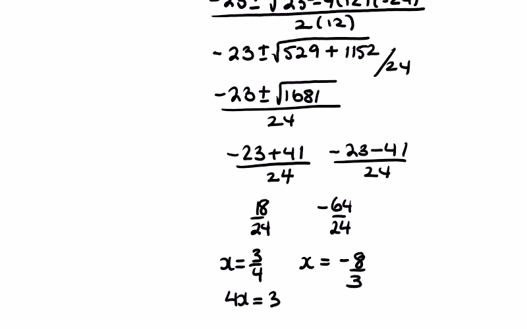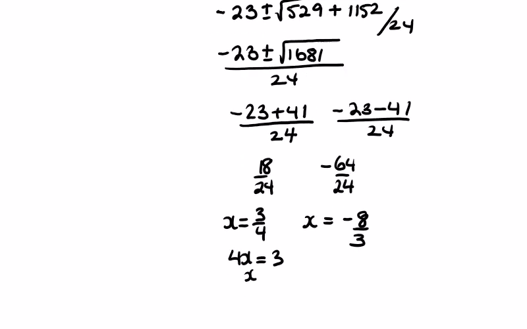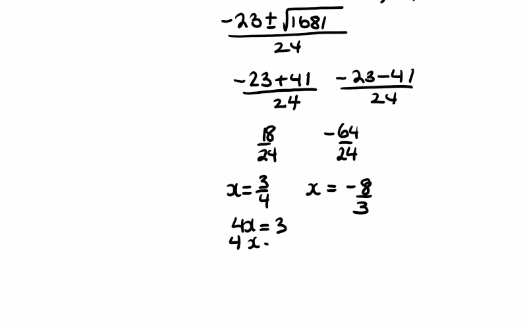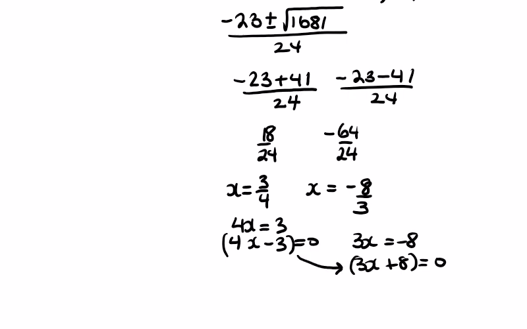4x will be equal to 3 if I cross multiply. So 4x minus 3 would be a factor, as would 3x equals minus 8. So 3x plus 8 would be a factor. And if you multiply these, you will see that they do in fact give the answer we're looking for. So factorize or quadratic formula, you'll get the same answer either way.